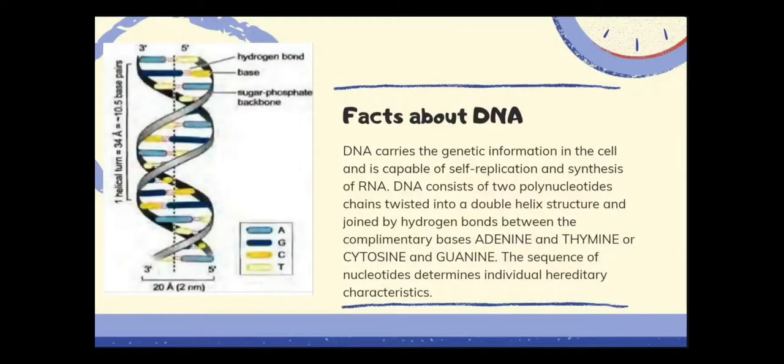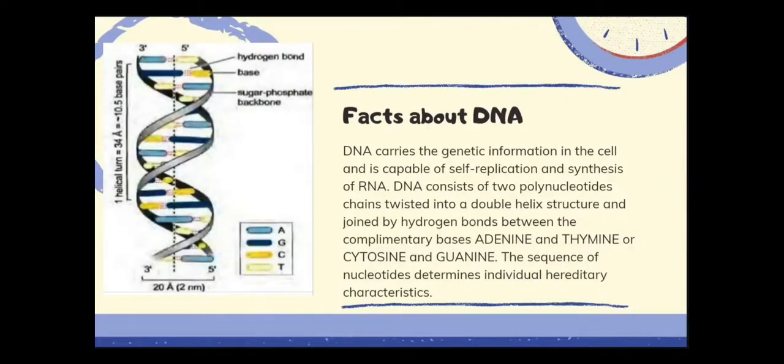Facts about DNA. DNA carries the genetic information in the cell and is capable of self-replication and synthesis of RNA. DNA consists of two polynucleotide chains twisted into a double helix structure and joined by hydrogen bonds between the complementary bases, adenine and thymine, or cytosine and guanine. You can see the structure in the diagram beside the facts. Do you know that the sequence of nucleotides determines individual hereditary characteristics?